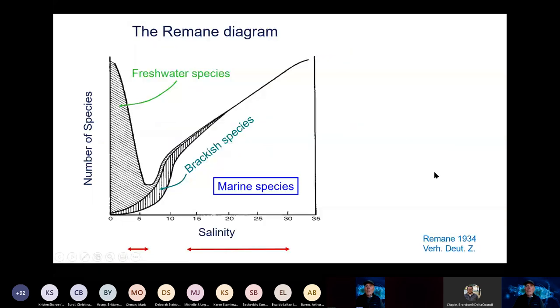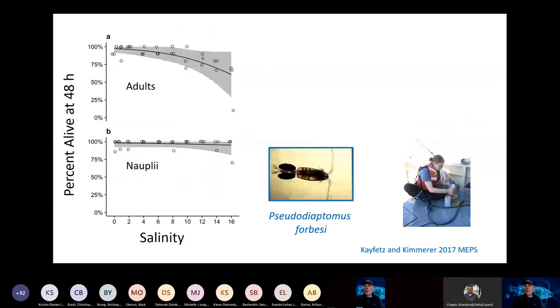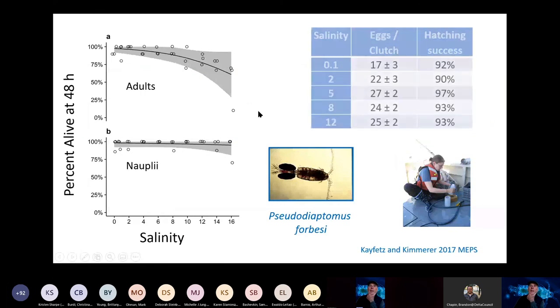I'm going to skip this and talk a little bit about salinity tolerance, and whether it explains the zooplankton distributions. This is Karen Kayfetz's work. She showed that these organisms were highly tolerant to a wide range of salinities in terms of nauplii survival, the adults less so, but the hatching success and eggs per clutch were very even across a range of salinity up to 12.